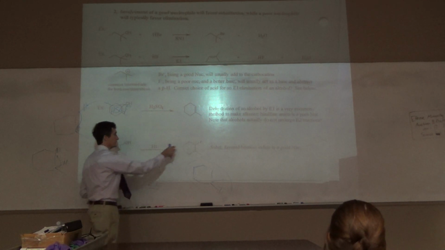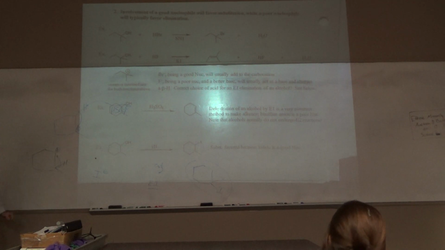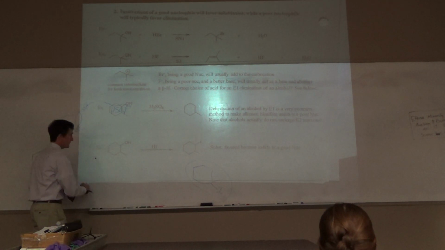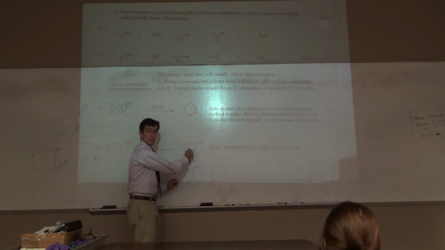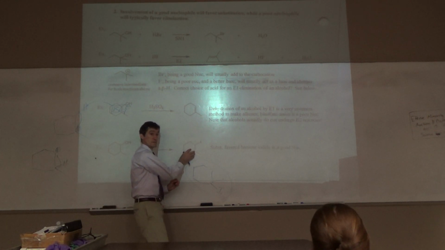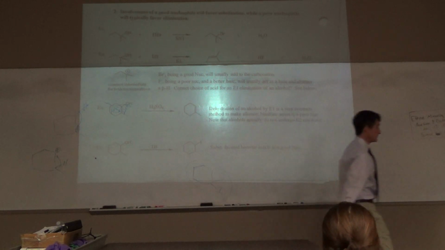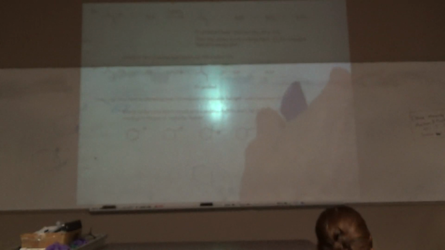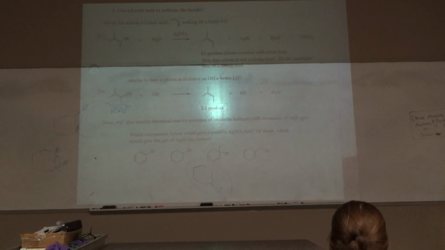Okay. That comes from the non-rearranged cation. But better nucleophile gives substitution. It's going to be more favored product. Make sense? Questions?